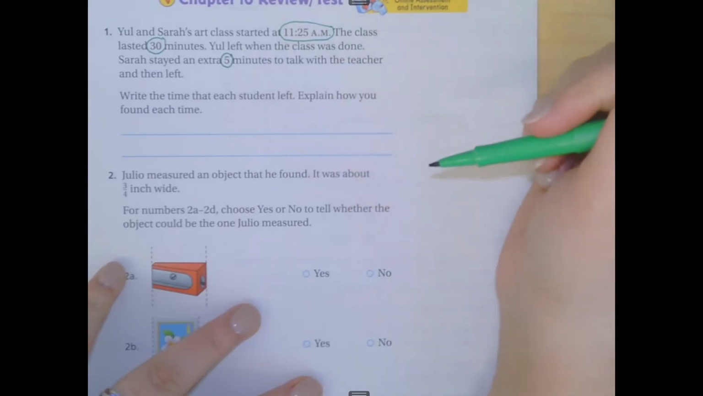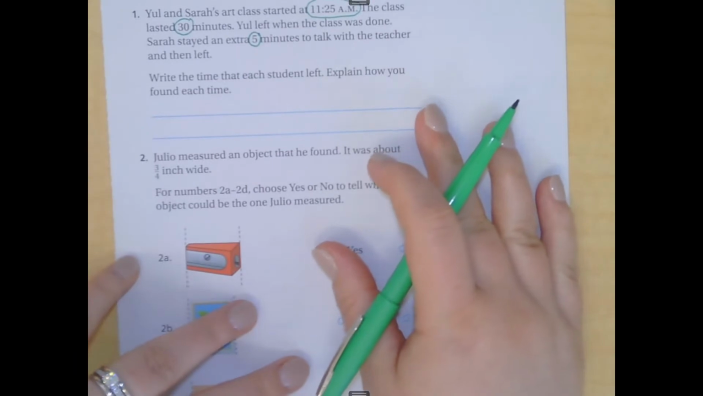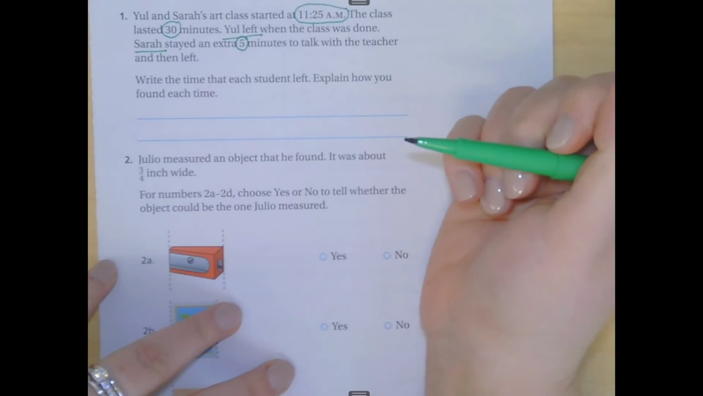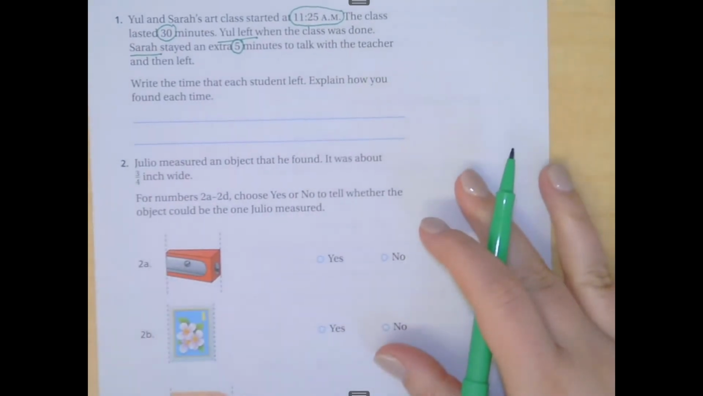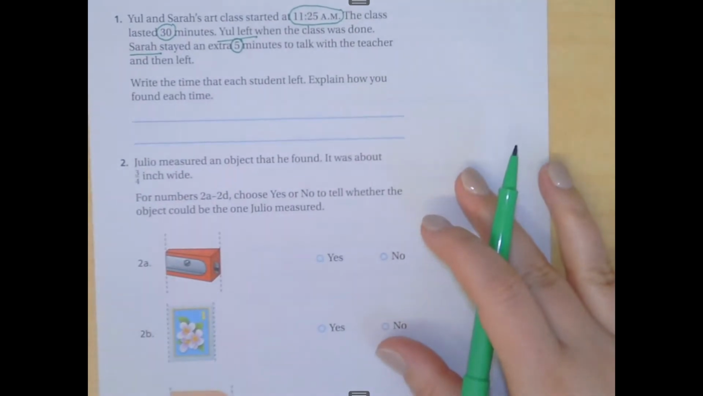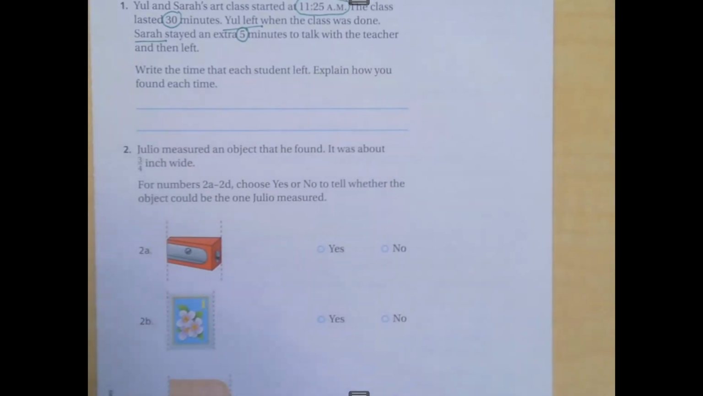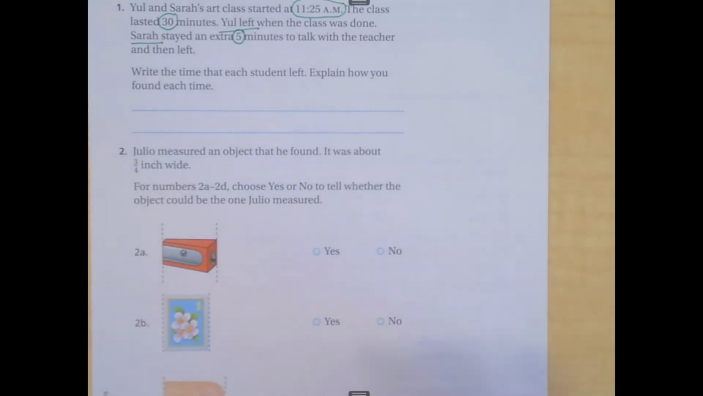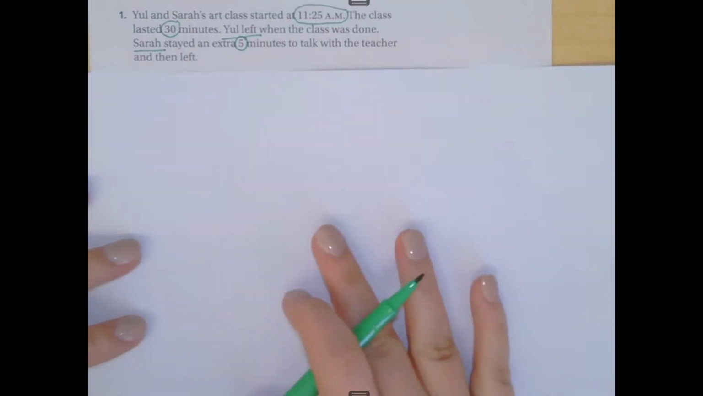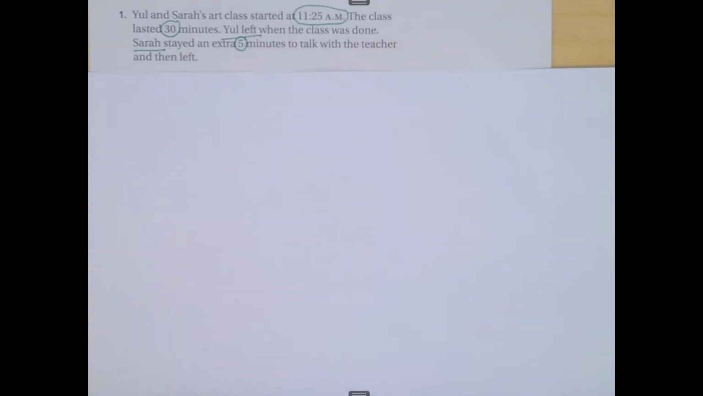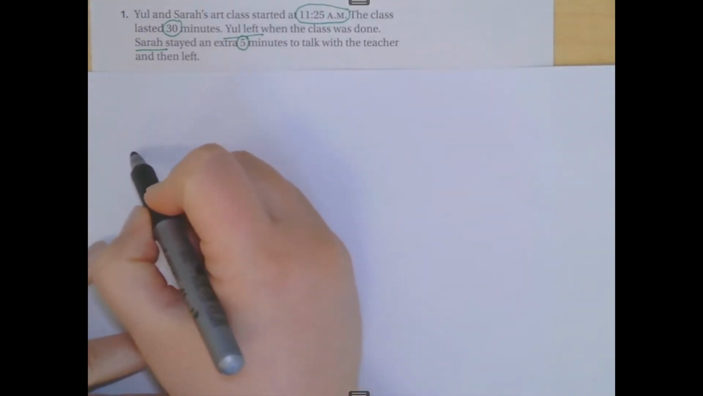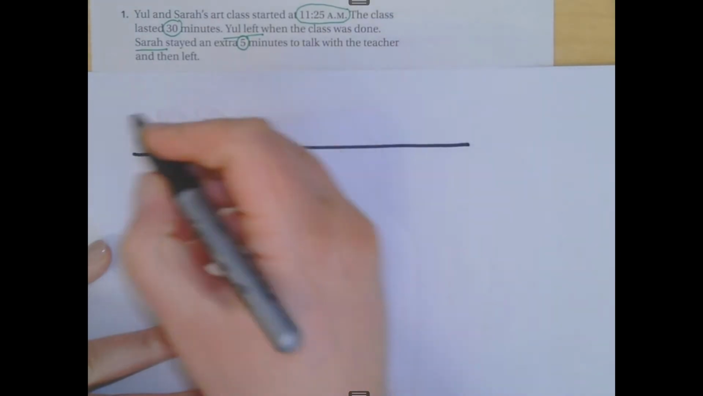Okay, so we have two things we need to answer. We need to find out when Yule left and when Sarah left. So first let's do Yule. Now, you could work this out on your paper. I'm going to grab a piece of paper so I can do a bigger number line. All right, here we go. So I need a number line. Hopefully you drew a number line. All right, there's my number line.